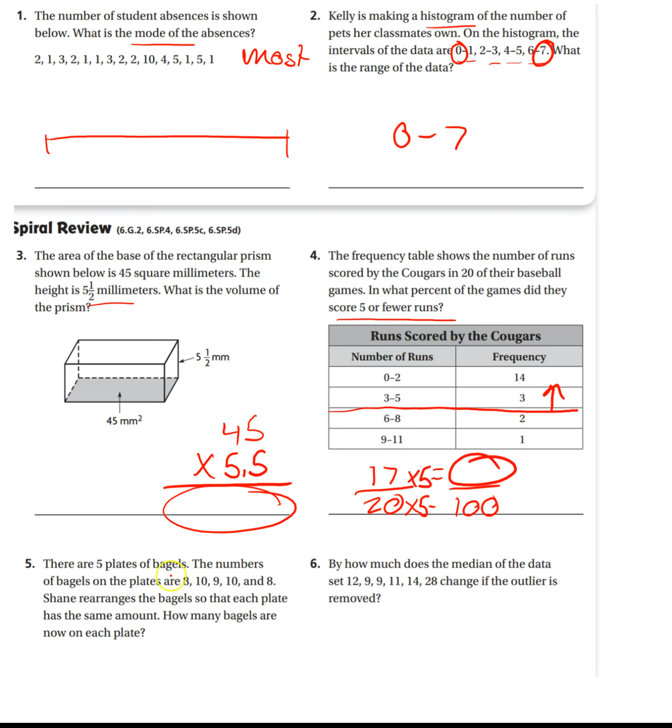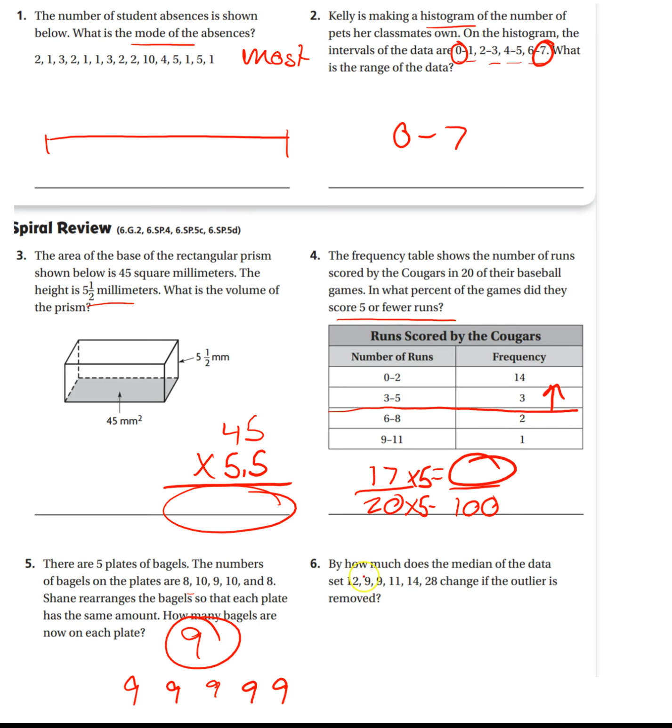All right, number 5, there are 5 plates of bagels. The numbers of bagels on the plates are 8, 10, 9, 10, and 8. Shane rearranges the bagels so that each plate has the same amount. How many bagels are now on each plate? Well, this is kind of like our counters that we used earlier. So if we make those out, I'm going to take one from the biggest, which was 10, make that 9, give it to one of the smallest, which now that will be 9. Take one from the 10, making that 9, and give it to the smallest, that will be 9. So how many bagels are now on each plate?